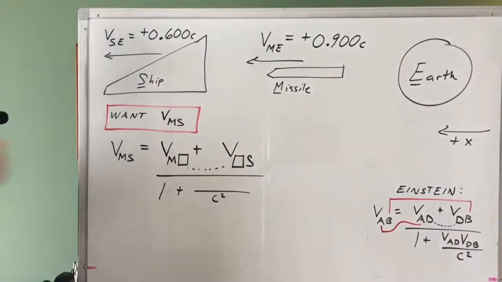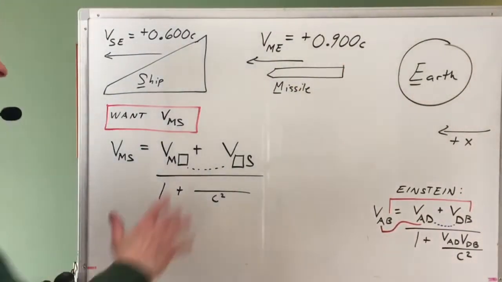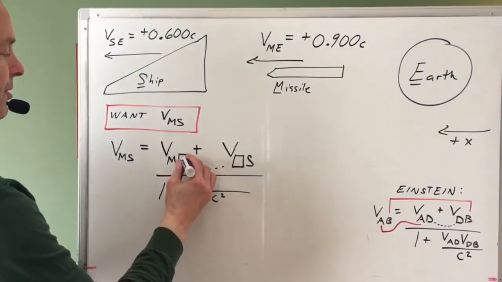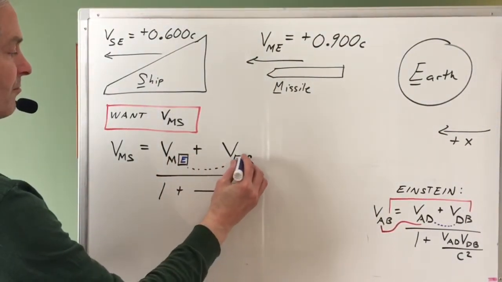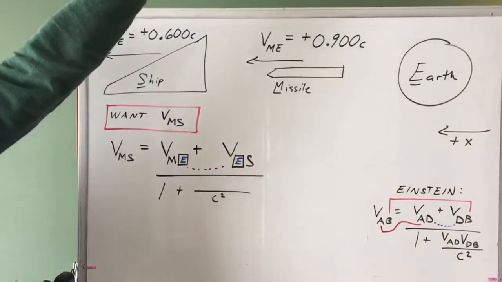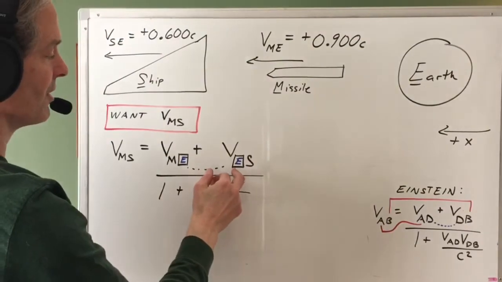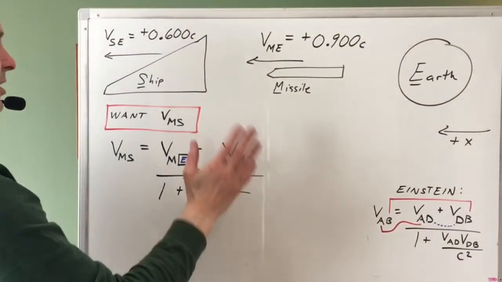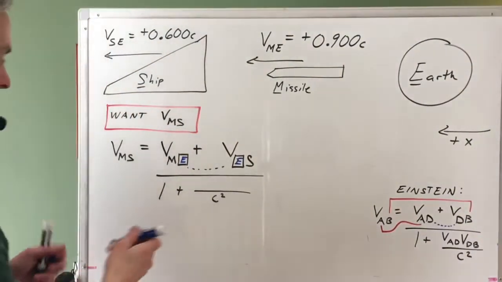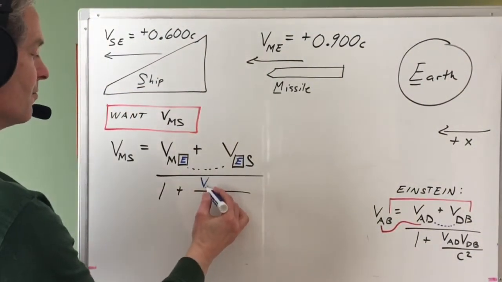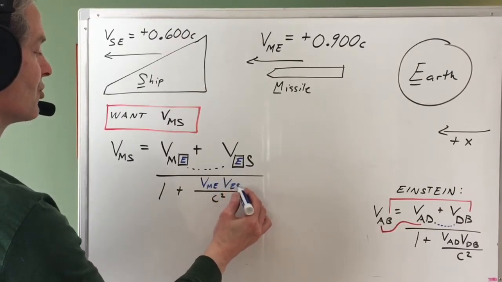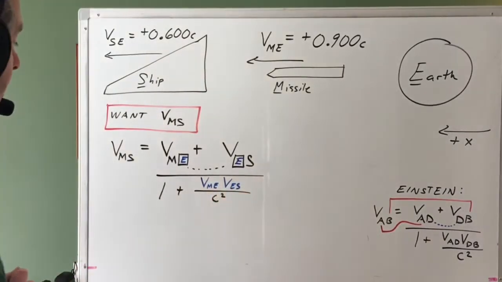Okay, now I've got to identify my third object. In this problem, I've only got one third object, so I'll put the Earth there. But it could have been anything else. If I know the velocity of the missile relative to some other third object, and the velocity of that third object relative to the ship, it wouldn't matter. So I might have multiple objects in my problem. All right, so let me put these in. Velocity of missile relative to Earth, velocity of Earth relative to ship, and then we'll work this out.